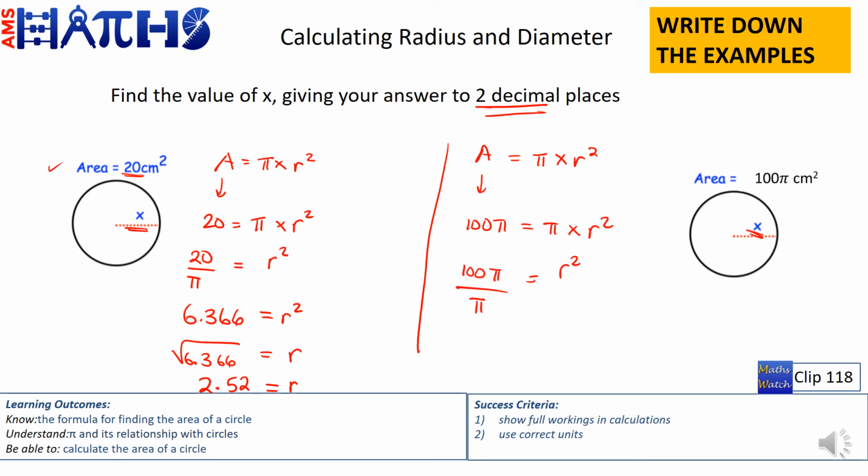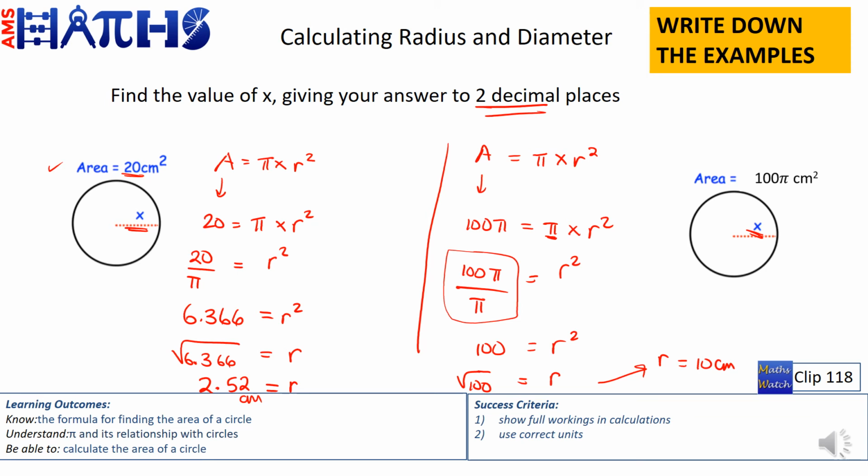So this pi will divide, we'll be doing the division. Once we put that in our calculators, we should get 100 for the radius squared. So to find the radius, we just need to find the square root of 100. And the square root of 100 is equal to 10. So that means the radius is 10 centimeters. Also, we need to put centimeters there to keep our units.